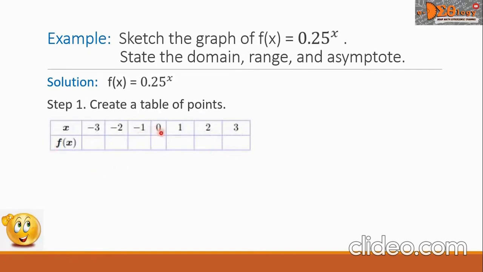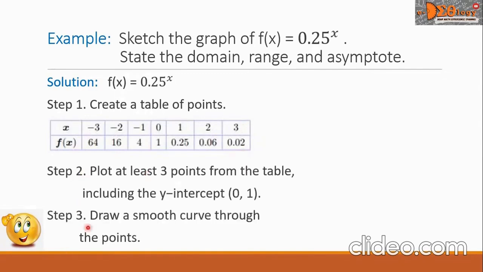When x is 0, f of x is 1. When x is negative 3, f of x becomes 64. When x is negative 2, f of x is 16. When x is negative 1, f of x is 4. When x is 1, f of x is 0.25. When x is 2, f of x becomes 0.06. When x is 3, f of x is 0.02.